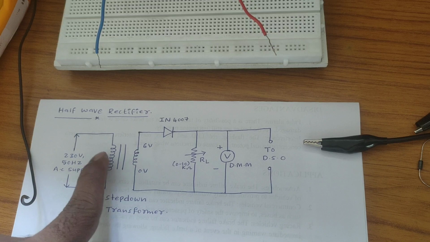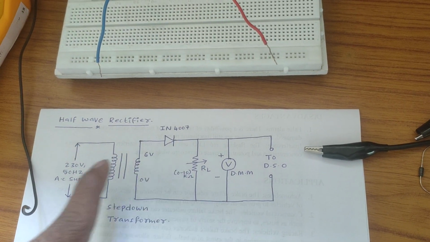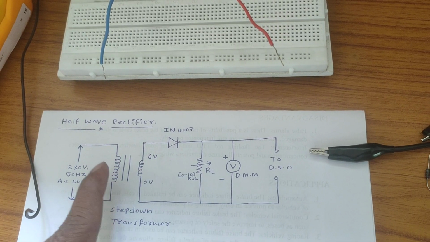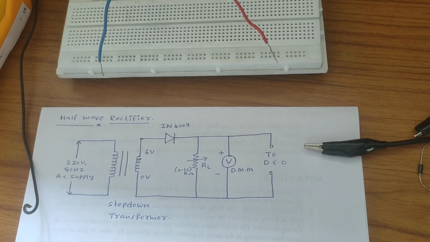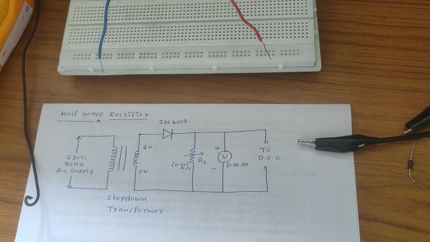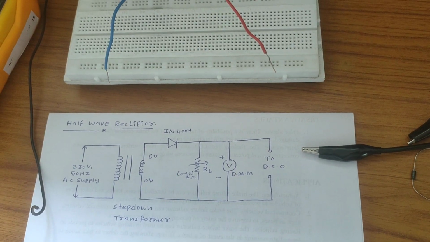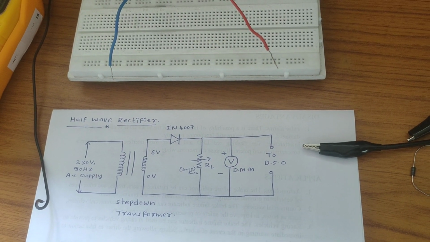Now see here, first of all I need to check the output of the transformer. The output of a transformer is an AC supply. A transformer transfers power from one circuit to another circuit by changing voltage levels and current levels. Power and frequency should be constant. Now see here, it is a 230 by 6-0-6 volts transformer.